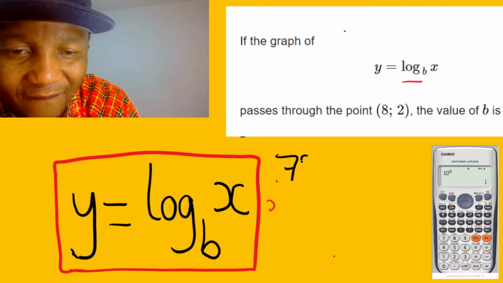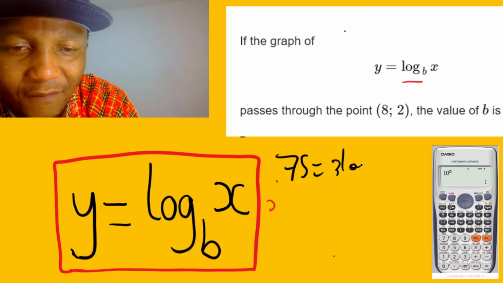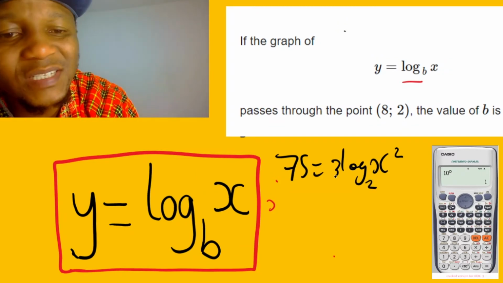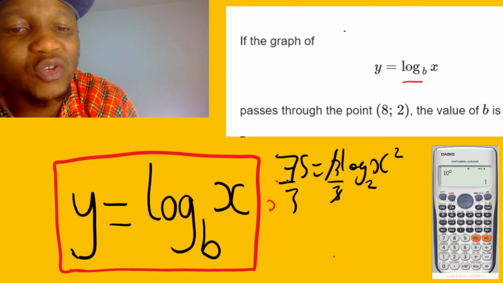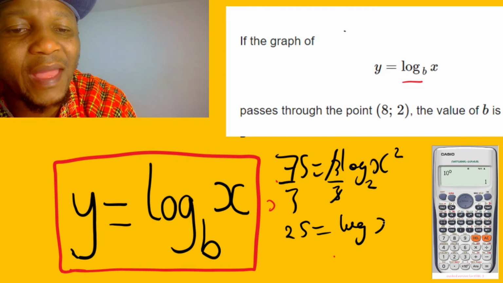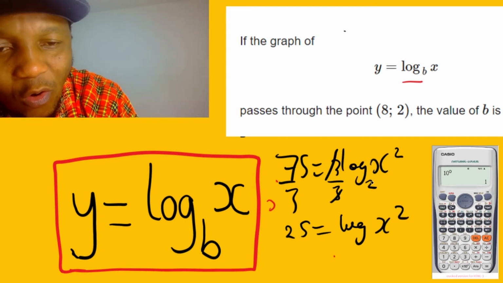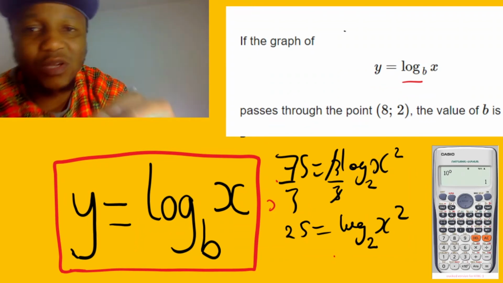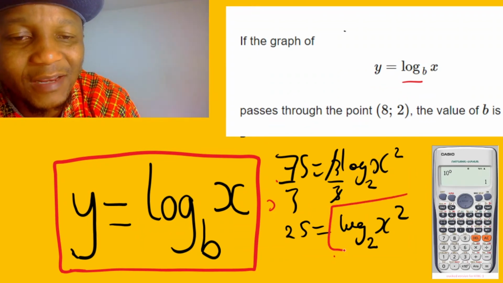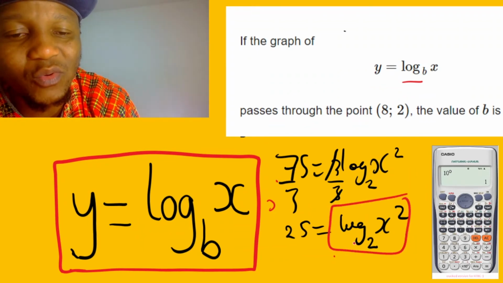We have 75 equals 3 log x squared, and here the base is 2. So first I have to get rid of the 3. Divided by 3, this and this cancel. So 75 divided by 3 equals 25, equals log x squared base 2. Under base 2, can you apply exponential? Yes, you can, because you have a log on one side and on this side there's a number. So we want to push this number here.